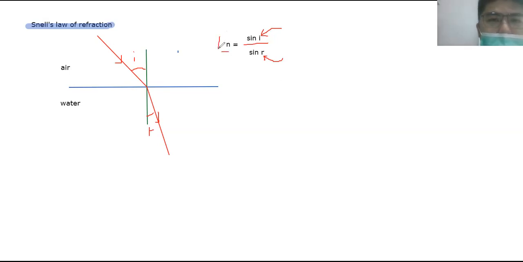And this is the same as the one that you calculated for n equals c over v. It is the same, so you should get the same value. If you take the light speed divided by the speed in the medium, the n, you should get the same as this one.